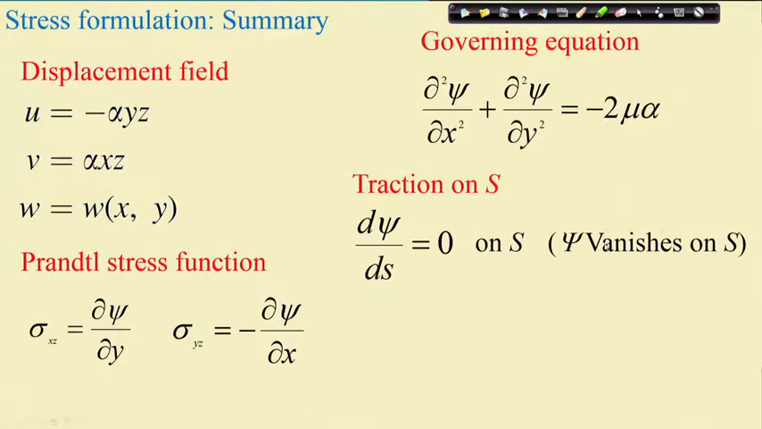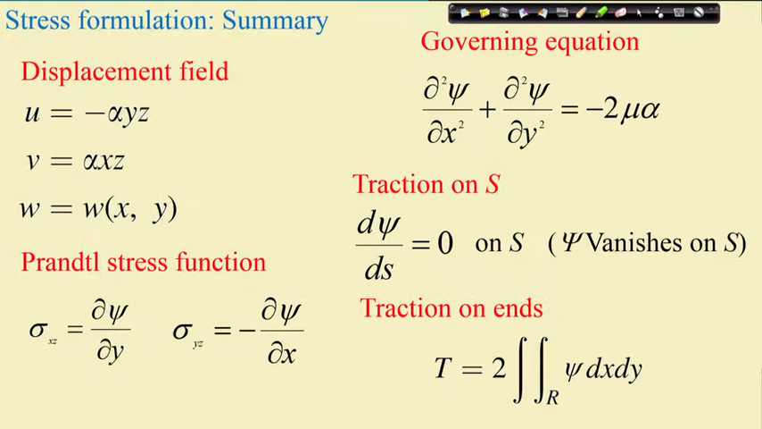If psi vanishes on S, we have just seen that the other traction boundary conditions at both ends are automatically satisfied. Then if we apply the boundary conditions at the ends, the final expression that we have is this. So this is the summary of the equations we discussed in the previous class and today.